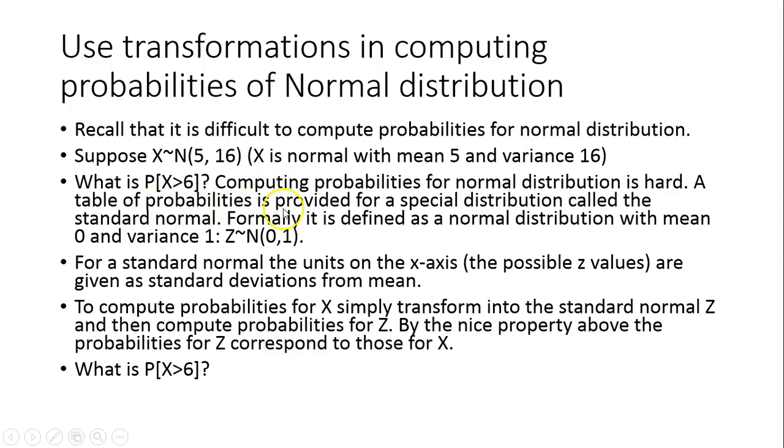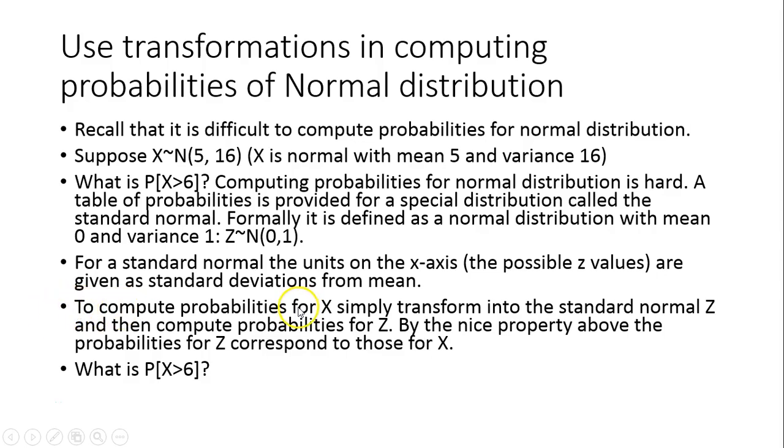A table of probabilities is provided for a special distribution called a standard normal. And formally, it is defined as a normal distribution with a mean of 0 and variance of 1. Okay? So I have a table of a standard normal. A standard normal is like your very basic normal, in a sense, okay? A normal with a mean of 0 and a variance of 1. I want to compute probabilities for a different normal, for a transformed normal, in a sense, okay? So, for a standard normal, the units on the x-axis, the possible z-values, are given as standard deviations from the mean. Remember that, okay?